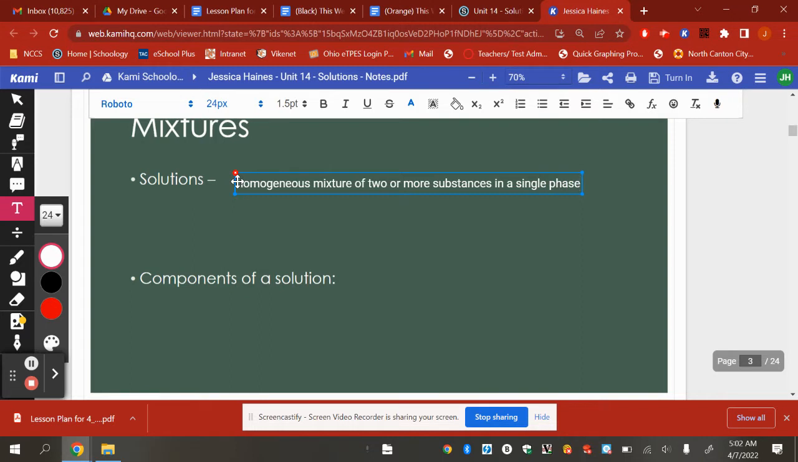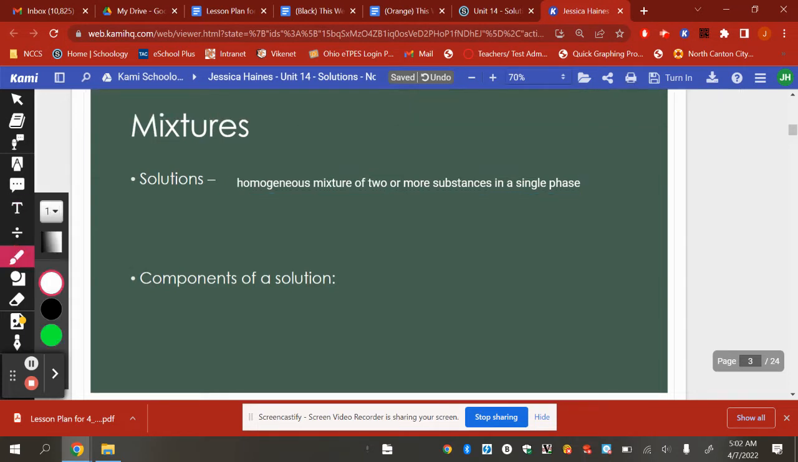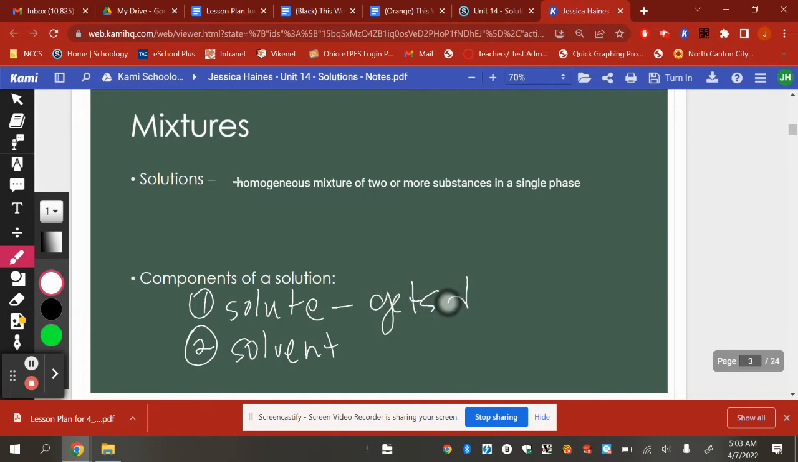And there are 2 parts to a solution. Again, you guys know this already, so this is just kind of basic review. The 2 parts are the solute and the solvent. The solute, of course, is the thing that gets dissolved. And the solvent is the thing that does the dissolving.